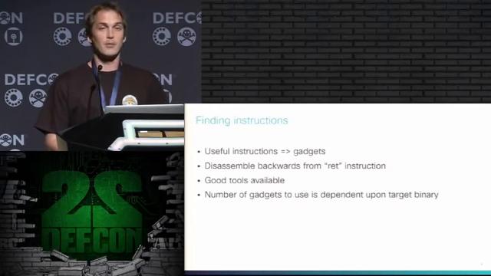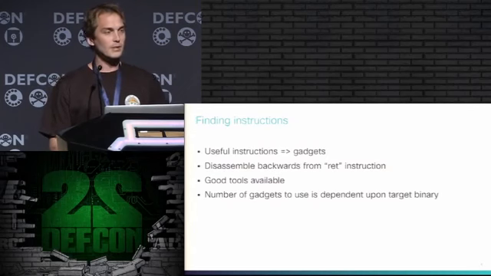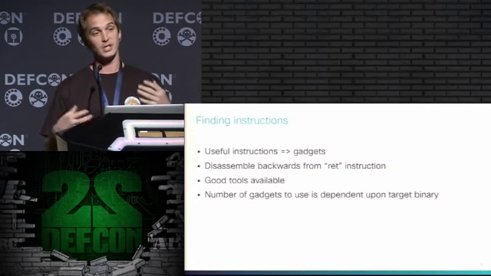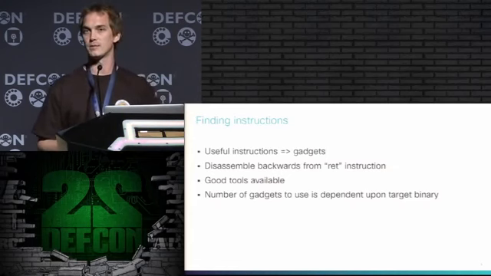To do that, there are many good tools available, ROPgadget, ROPme, which basically just go over a binary and will give you what gadgets you can use to attack it. And obviously the number of gadgets you can find in a binary is completely dependent on the size of the binary. So if it's huge, you've got a big chance of finding a lot of gadgets you can use. If it's really small, obviously you've got much less and it becomes much harder.